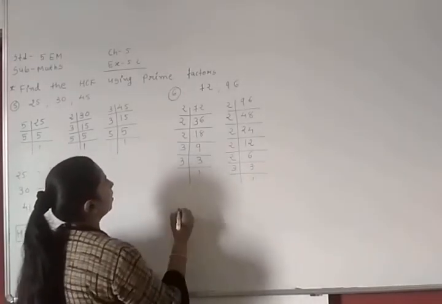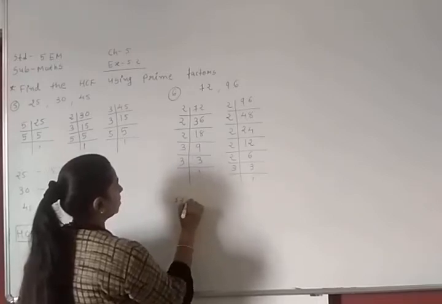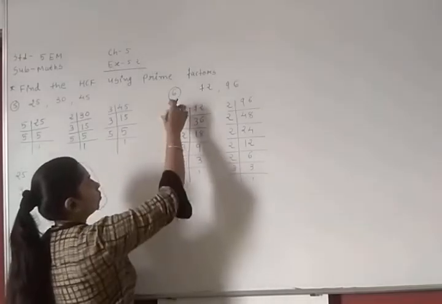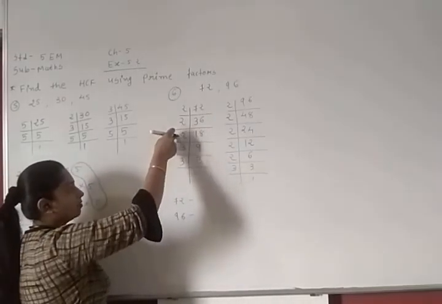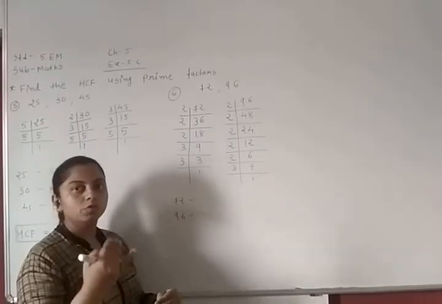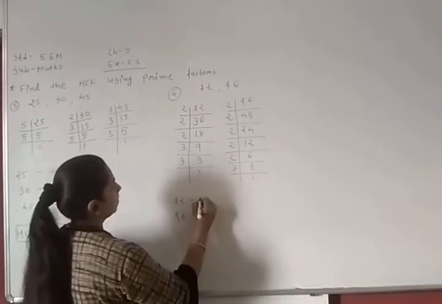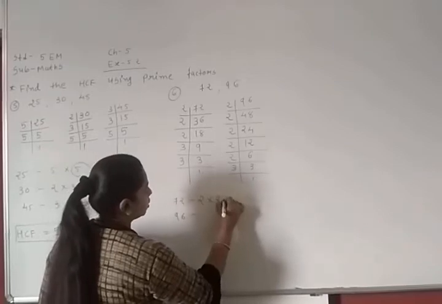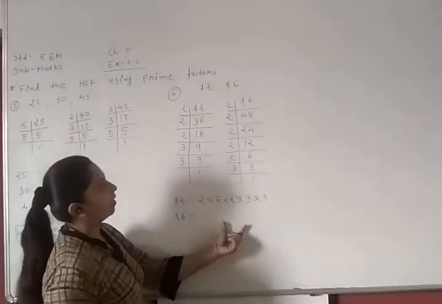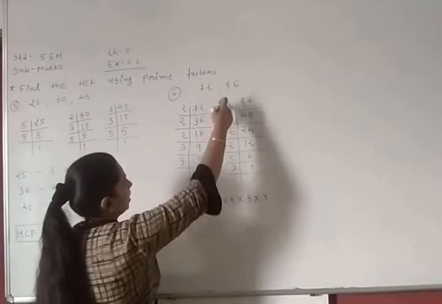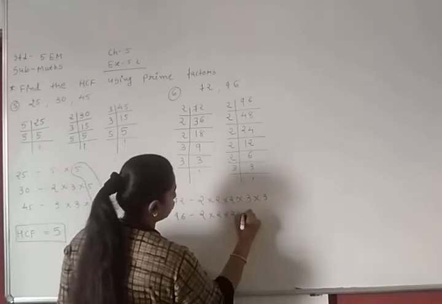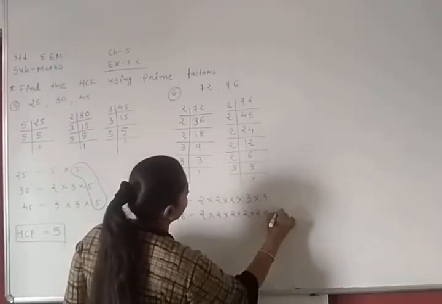Now let me write the factors here: 72 and 96. The factors of 72: 2, 2, 2, 3, 3. That is 3 times 2 and 2 times 3. And what about 96? How many times is 2 coming? 5 times. So 5 times 2 and 1 time 3.